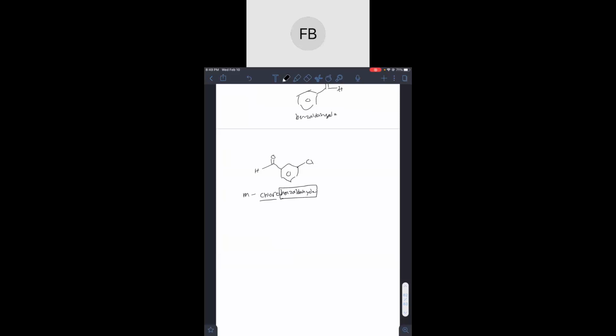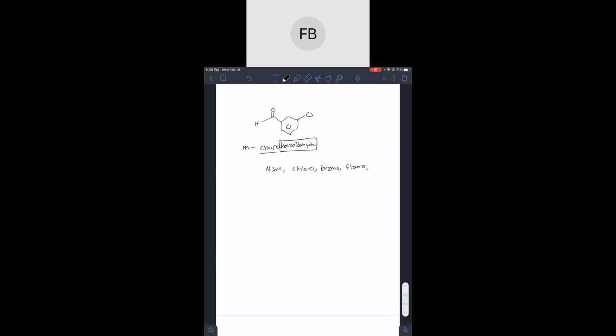Then you put anything else, whether it's nitro, chloro, bromo, fluoro. What else? What are some other options that could go there? These are pretty much the only ones he's going to give you. I don't think he'll even give you fluoro. And then the orientation to each other goes first. And he won't give you anything complicated with like 5 things coming off of it.